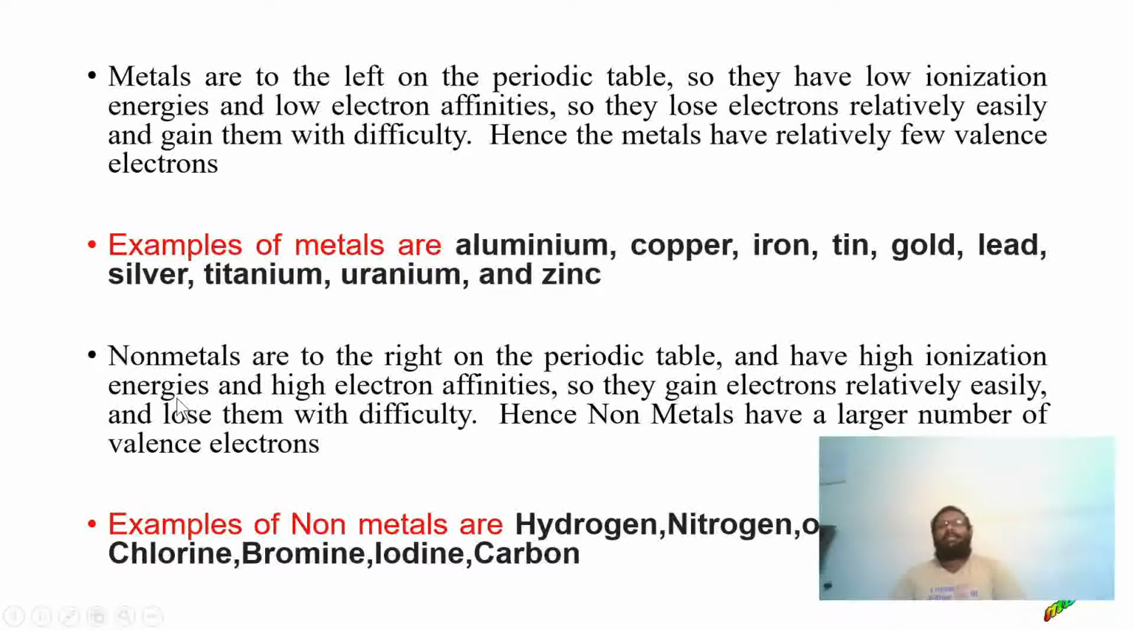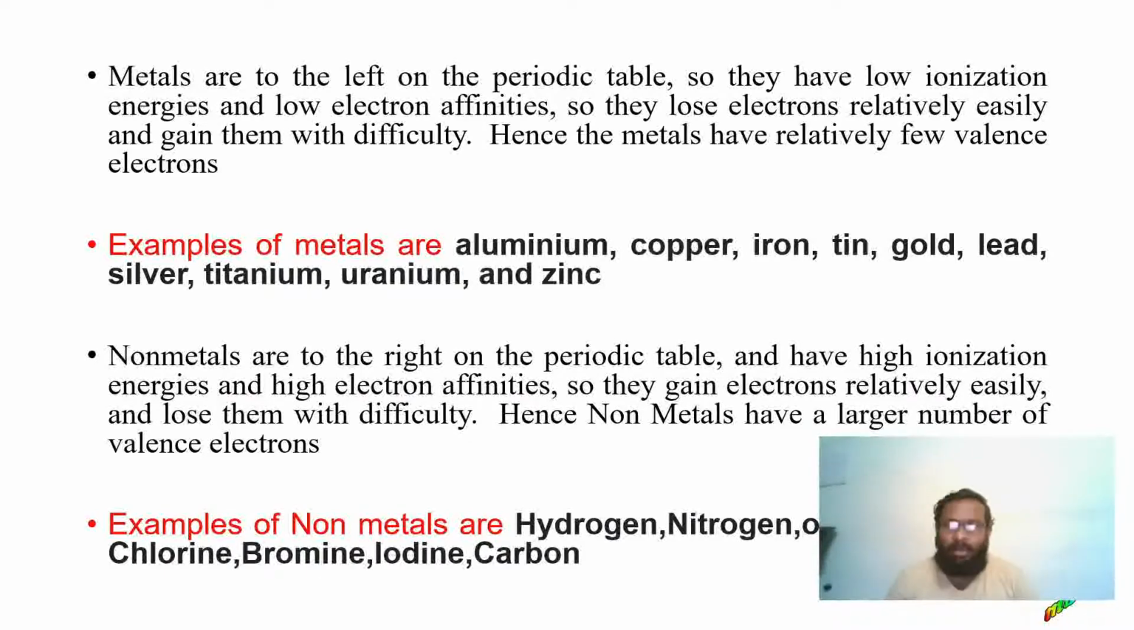Here are some examples of metals: aluminum, copper, iron, tin, gold, lead. These are some of the examples. When you come across aluminum, copper, and iron, they are good conductors of heat and electricity, and at the same time they are solid in nature under room temperature.